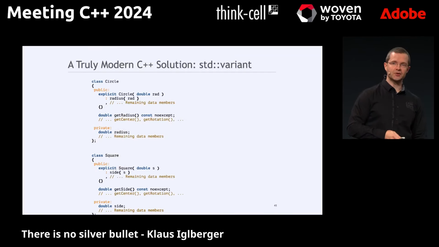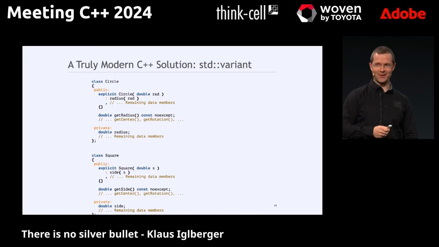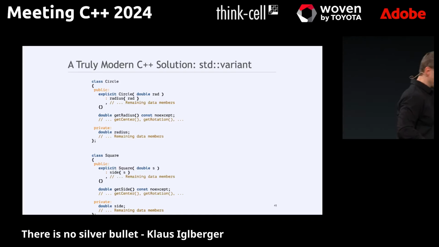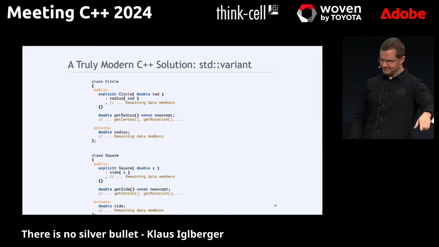So, let's redo this. Let's do some real modern C++, shall we? Of course. So, let's go ahead and refactor this into a variant-based solution. All right. Let's start with circles and squares again.